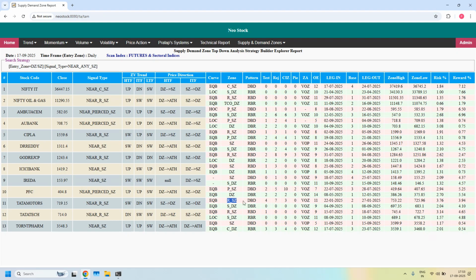And next one is Tata Motors. It is having a daily high liquidity supply zone. And then we have Tata Technologies. So total we identified 3 daily high liquidity supply zones from this list. Cipla, Tata Motors and Tata Tech.